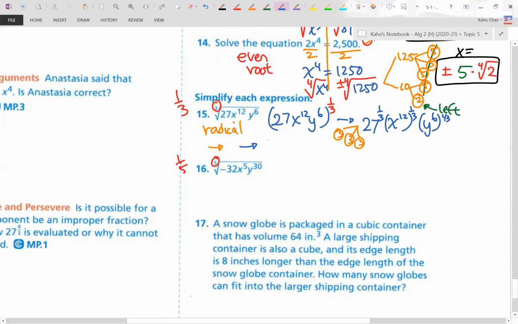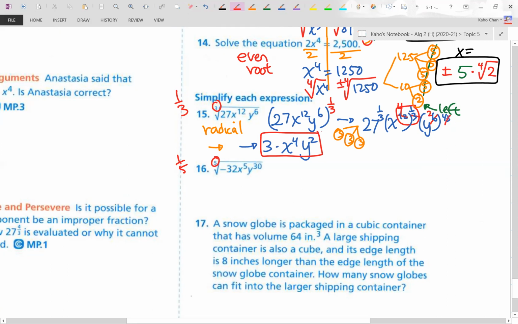So that gives me 3 times, okay, look at over here, power. 12 times 1/3 is x to the 4th, right? 3 goes into 12 4 times. Yay. And over here, 3 goes into 6 twice, so that's y squared. Yeah, I got 7 minutes left. Can't believe I can do this. There's your answer for number 15.